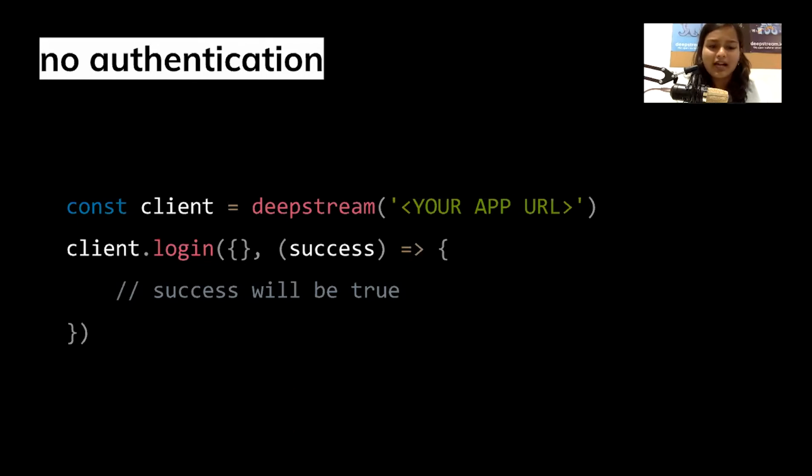Now, do I need to have a login method at all, because I don't need any authentication? Well, for any kind of deepstream application, you must have a login method, which is necessary even for no authentication. So you may choose to pass empty curly braces without any auth parameters, or you may completely skip that parameter and go directly to the callback function, which has a success parameter. It will always be true if your connection was successful, because at this point we do not have any auth parameters being validated. So there's no way the success cannot be true unless your connection had some problem, right?